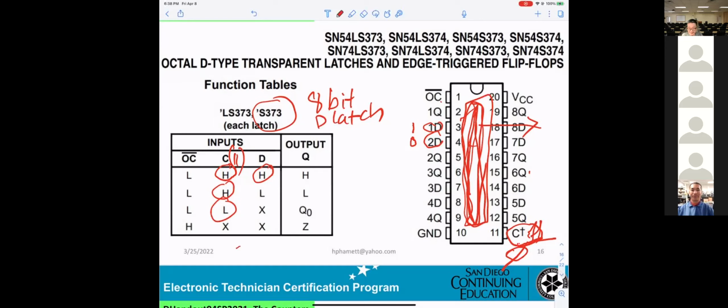Okay? So this IC is very simple. You want the input applied to 1D, 2D, 3D, and so on. If you want it to go inside the IC, pin 11 must be logic 1. If you apply logic 0, that cannot do anything. And when the input is already inside here, you want it going out, OC must be 0.